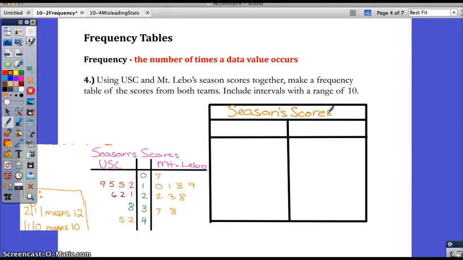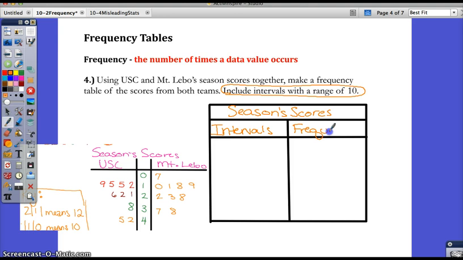Now with the frequency table, you have to break the information up into intervals. Sometimes they give you how they want you to break it up. This problem asks you to find the intervals with a range of 10. But I don't want you to think mathematically about range, like subtracting the largest minus the smallest. I want you to think more about how many integers are within each range. So a frequency table is going to have two columns. We're going to have our intervals, and we're going to have our frequency.